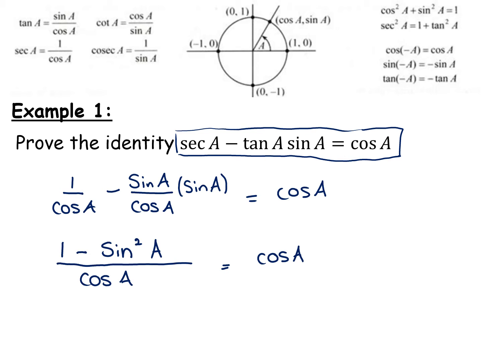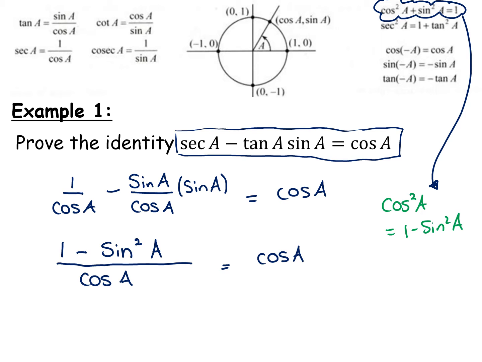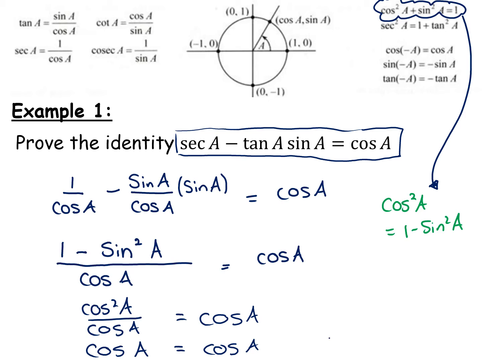Now, the next thing I'm going to use is a version of this formula here. So this can be rearranged. I'll rearrange it down here, in any way we want, but the way we're going to work it is cos squared A is equal to 1 minus sine squared A. So that's the rearranging. So we have cos squared A divided by cos of A, and that equals cos A. And this simplifies down to cos A equals cos A. So we have exactly what we want, QED.